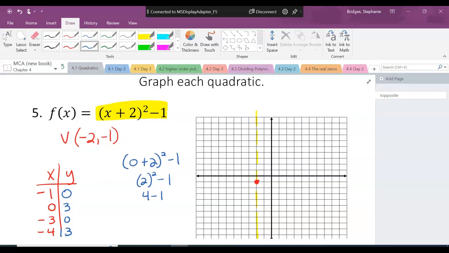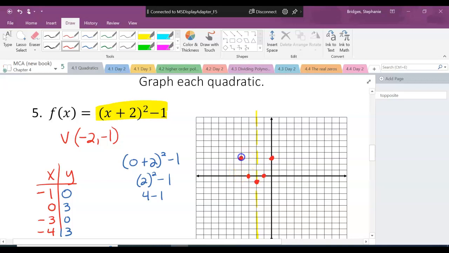Be in the same spot, the same number of axes. Does that make sense? Yeah, that's good. All right, so let me finish graphing these. I'm going to plot the point negative 1, 0. And then I'm going to plot the point 0, 3. And then negative 3, 0.